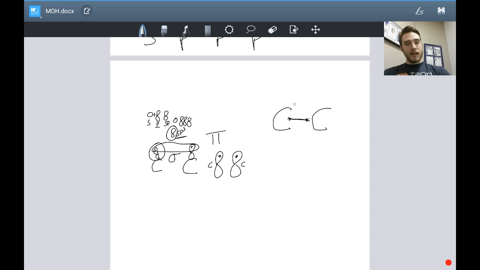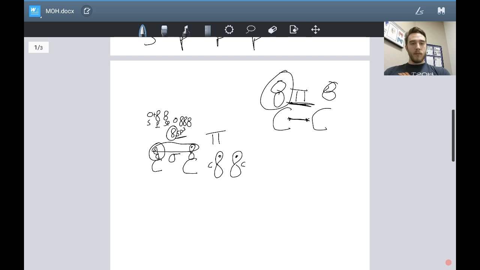And then if we decide to add in a pi bond right here, that pi bond would be between two unhybridized p orbitals. Okay, so now that we have one p orbital being used for the pi bond, this carbon only has two p orbitals left out of its three. So that means that this sigma bond will be sp2 hybridized instead of sp3.